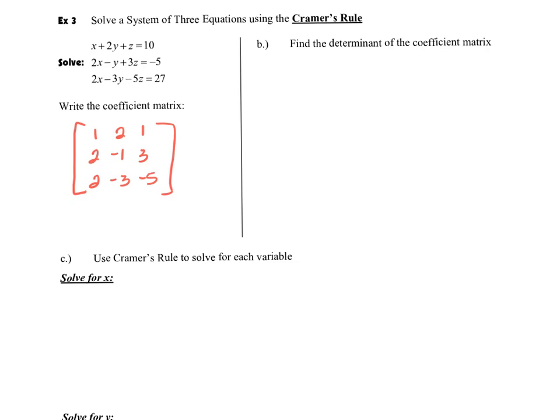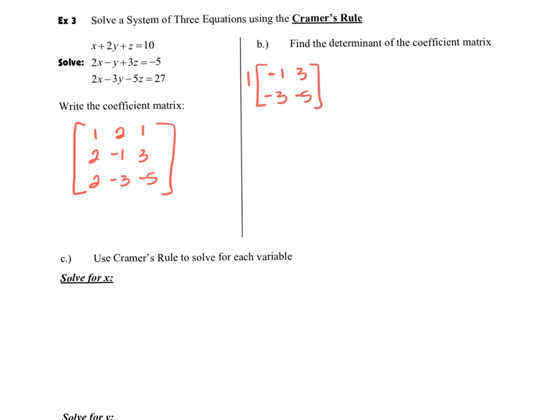Now, finding the determinant requires us to follow a little bit of a formula here. So what we're going to do is grab the 1 that's on the top row. I'm going to grab that 1, and then I'm going to ignore some parts. I'm going to pretend that this column's not here and this row's not here, and I would be left with this 2 by 2 matrix. So I'm going to write that out. I'm going to have a negative 1, a 3, a negative 3, and a negative 5.